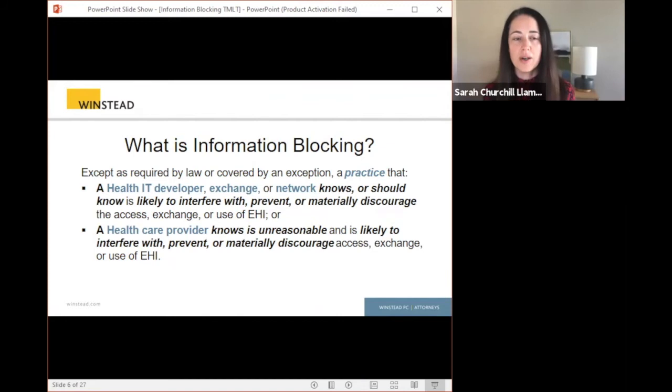If you're a healthcare provider, it's a practice that if the healthcare provider knows is unreasonable and that it is likely to interfere with, prevent, or materially discourage access, exchange, or use. So the big difference here is that health IT developers and exchanges and networks are actually held to a higher standard, because it's not only that they know, but also that they should have known ahead of time that was going to create a barrier. Whereas for healthcare providers, it is more about whether they actually knew at the time that was going to be a problem and discourage or prevent use.